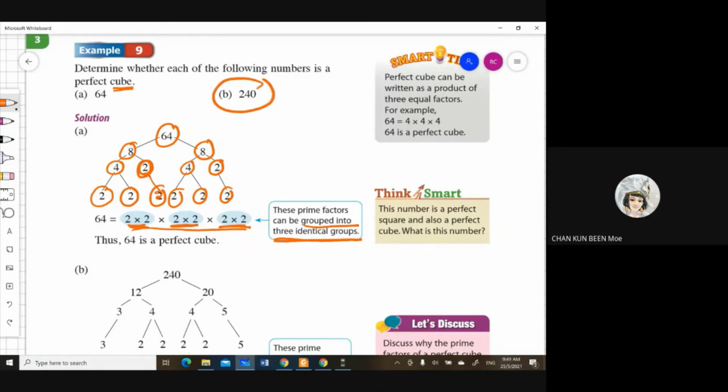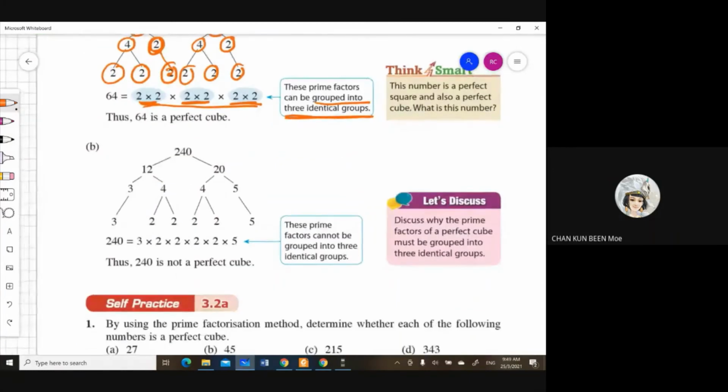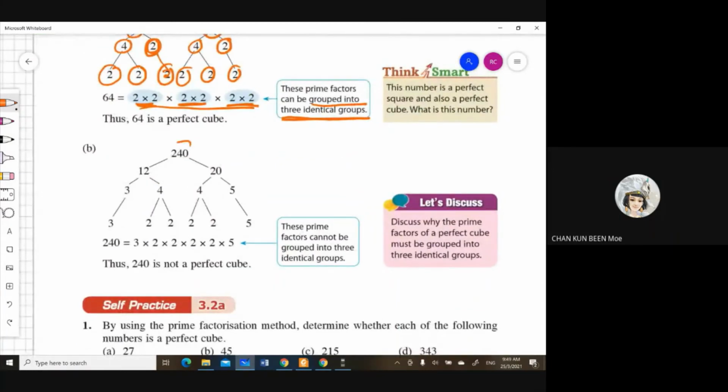And then we check on 240. See whether it can be grouped into 3 identical groups or not. So 240 is equal to 12 times 20. 12 times 10 is 120, right? So 12 times 20 is 240. So 3 times 4, we get 12. So 3, we cannot do anything else. 2 times 2 equal to 4. 2 times 2 equal to 4 over here. And then 5 remains 5. So you can see this one number 3, one number 5. From here, we can see already, no matter how you arrange it, we can't group into 3 identical groups. Therefore, 240 is not a perfect cube.